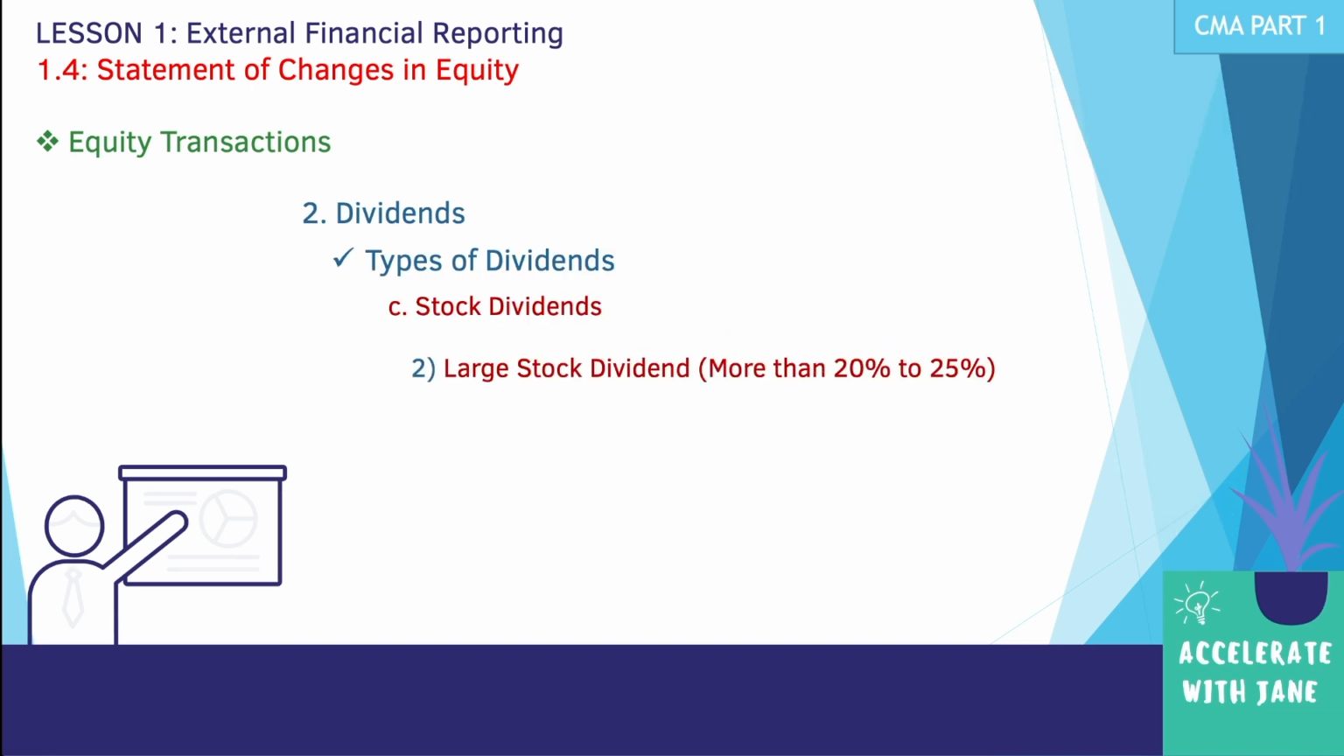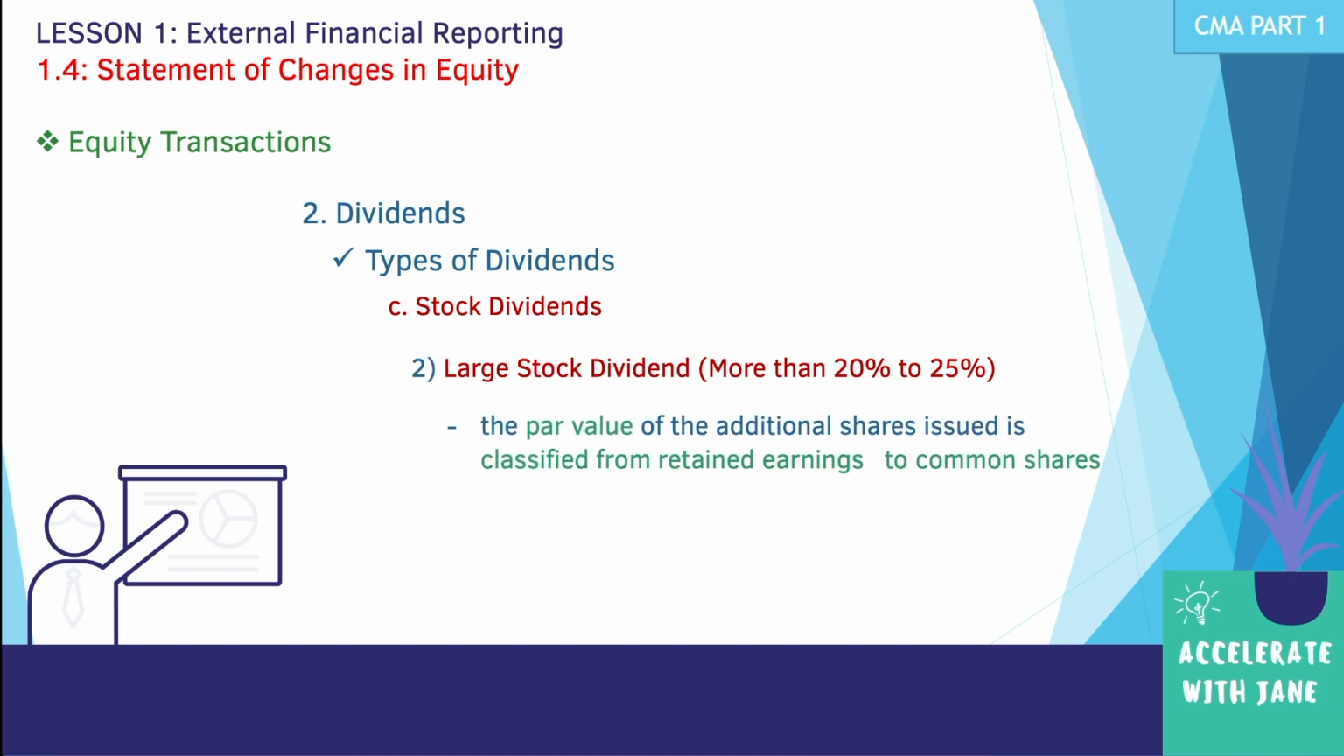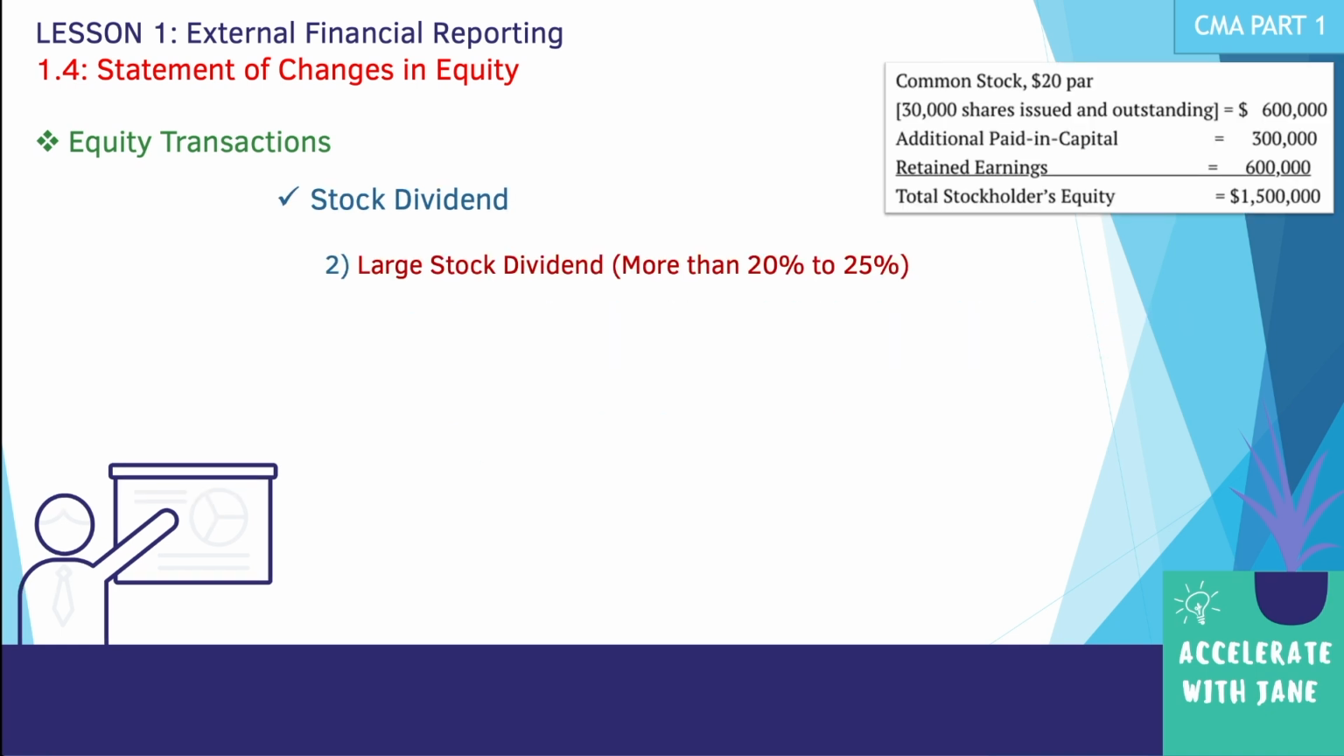Now, on the other hand, a large stock dividend, which is more than 20% to 25% of the shares outstanding, the par value of the additional shares issued is reclassified from retained earnings to common shares. So as opposed to the small stock dividend, here we debit retained earnings equal to the par value only. So let's have an example here. We have the same given.